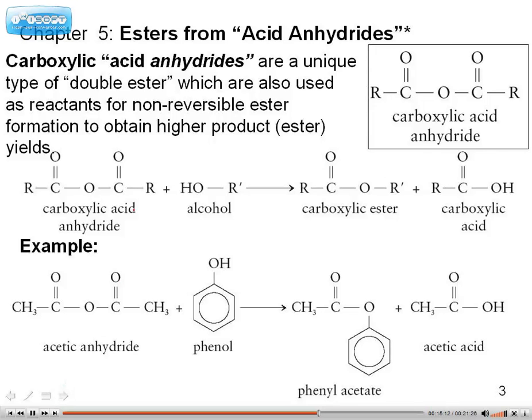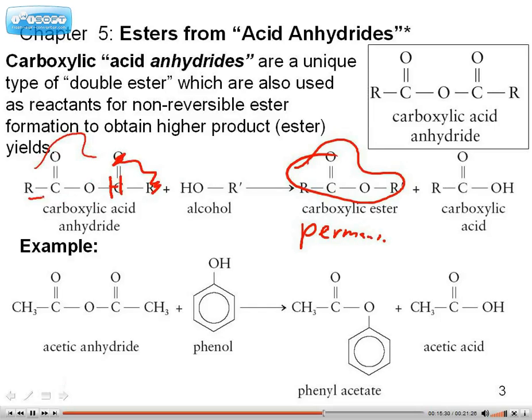Let's go ahead and move on. Here is another way of creating a permanent ester. Now, originally we had a carboxylic acid. So I'm just going to write over this one. So pretend like this other part isn't here, and we just had this.